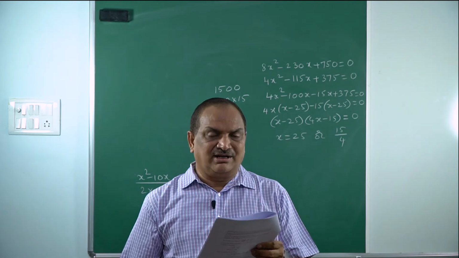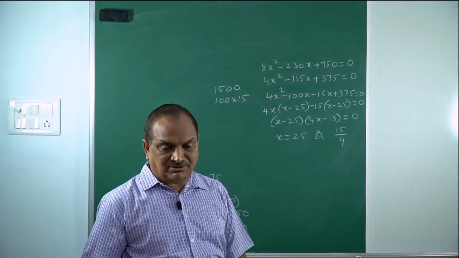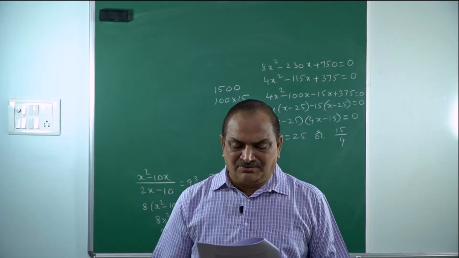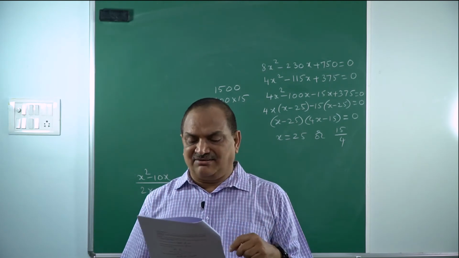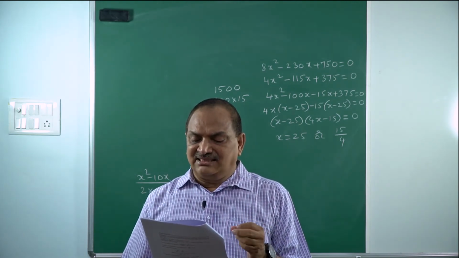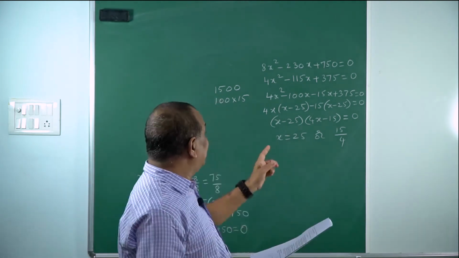Of course, the x value we got is 25, and you can understand what this 25 is all about. This problem is: two water taps together can fill a tank in 9 3/8 hours. The tap of larger diameter takes 10 hours less than the smaller one. It takes 10 hours less.